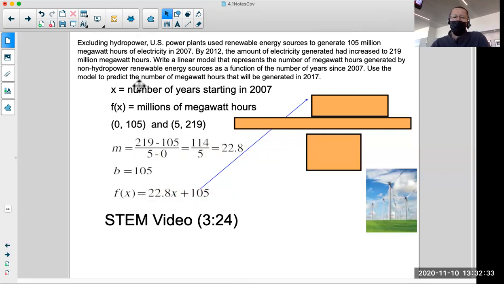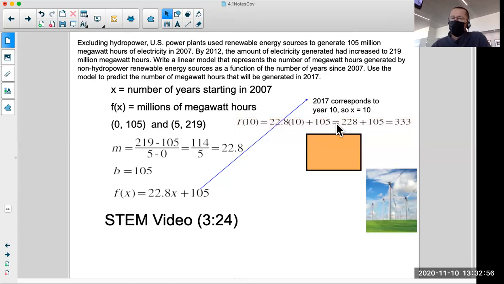Okay, so then the part was use the model to predict the number of megawatt hours that we generated in 2017. Well, we said that that's where x is 10, right? Because it's 10 years after 2007. So what would we do to figure out how many million megawatts? Hopefully you just said plug in 10 for x. And if you do that, you get 333. Now it's in millions, right? So million megawatts. Okay.